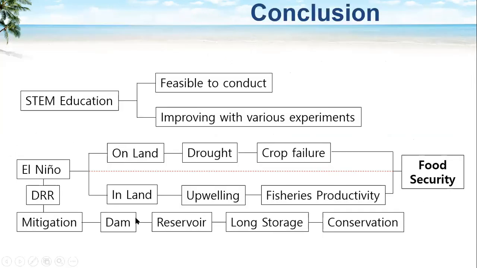For conclusions, STEM education of El Nino is feasible to conduct, and we still need to improve with various experiments, as what we showed just now, that it's very simple. It just mixes hot and cold water, and you could see the difference of density, where the cold water is sinking and takes place in the bottom of the container, while the warm water, because of less density, will take place in the upper layer. So because of density differences, actually.